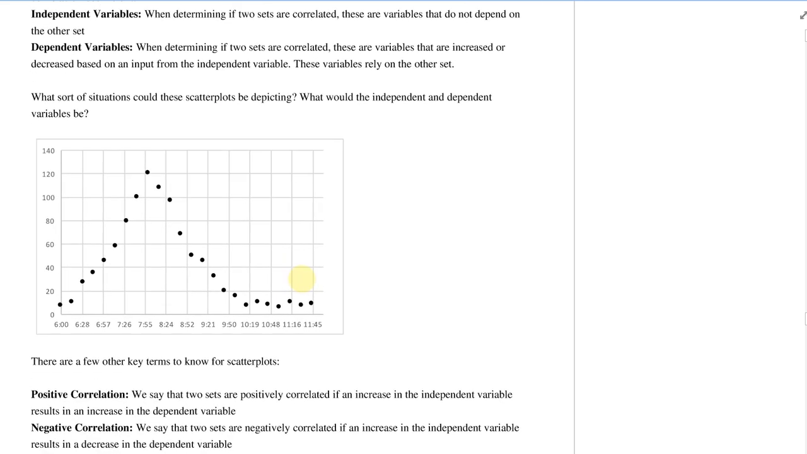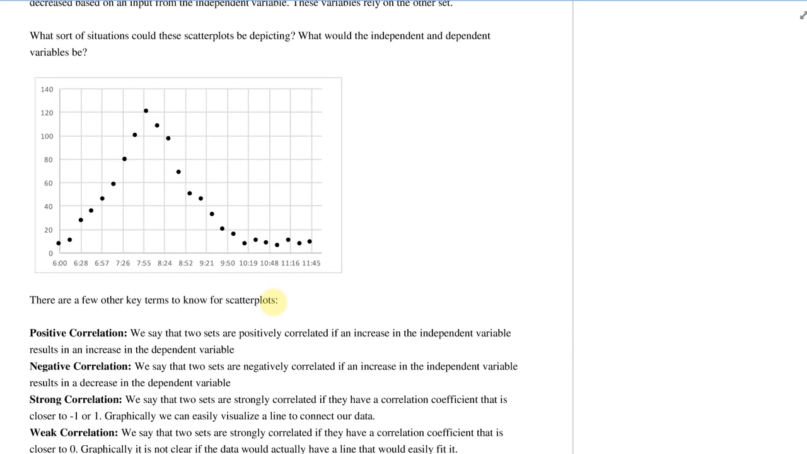Okay, so with that in mind, I have one other example. You can see I have the axes here leading you towards a thought. You might want to pause this and think about it for a second. What situation is this depicting? And in that situation, what are your independent and dependent variables?